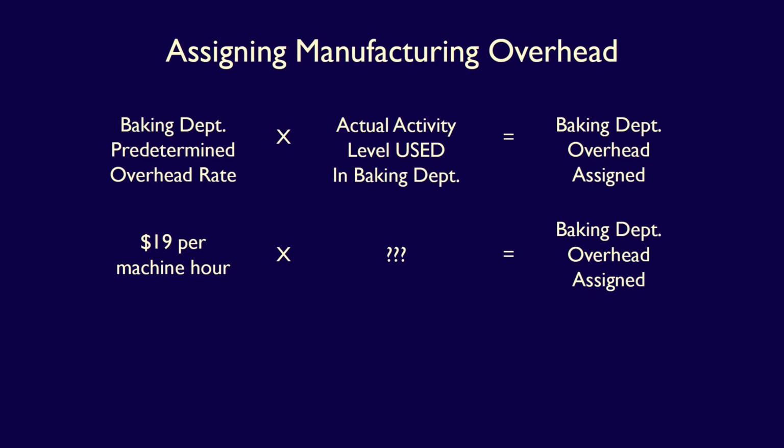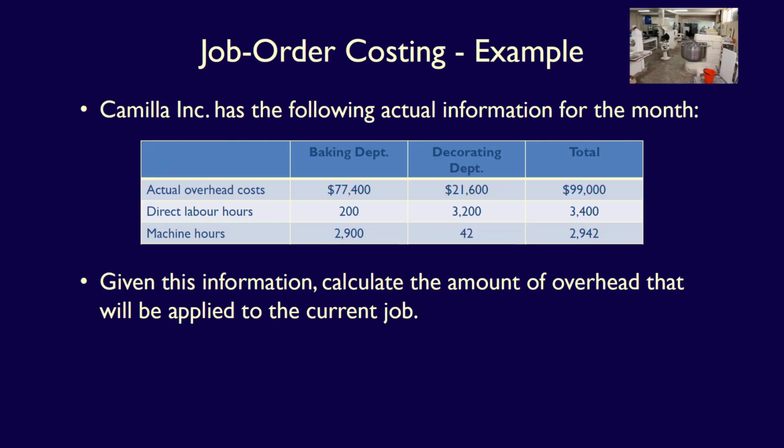However, we still need the actual activity level used in the baking department when they made these cakes, and we get that from the question. We have machine hours of 2,900 for the baking department, 42 hours for the decorating department, and total machine hours of 2,942. Should we use the 2,942 to do the calculation? And the answer is absolutely not.